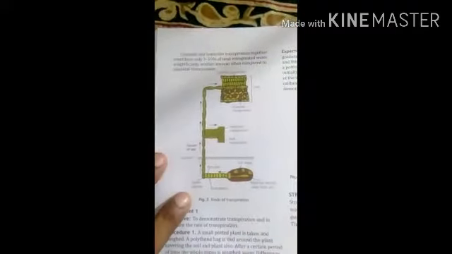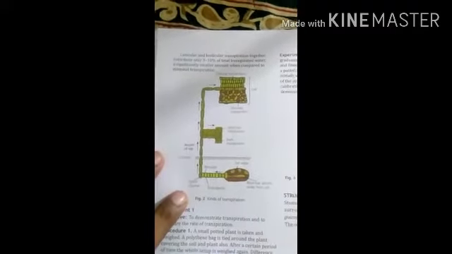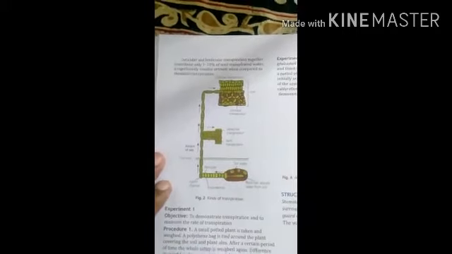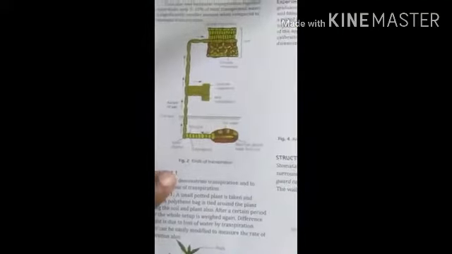Now see, cuticular and lenticular transpiration together contribute only 3 to 10%. The rest, 80 to 90%, is done by stomatal transpiration. See here the kinds of transpiration.